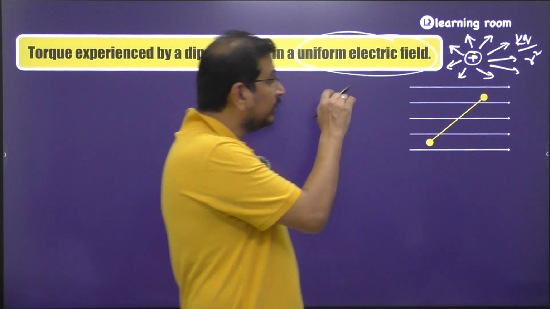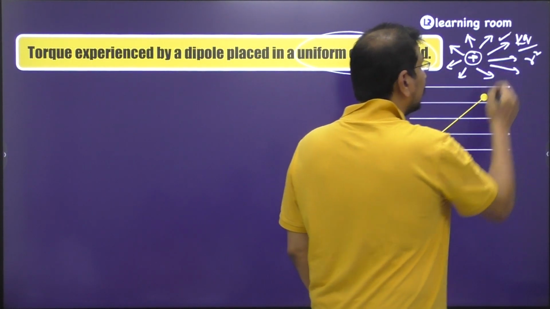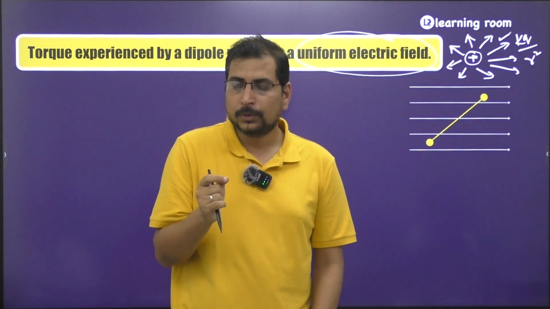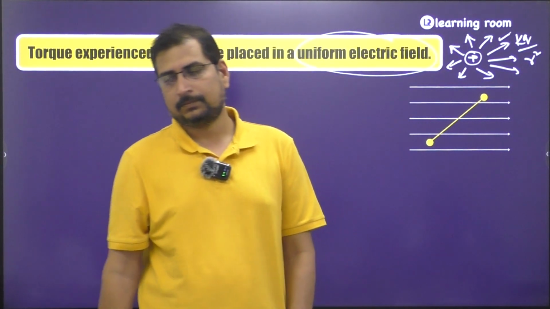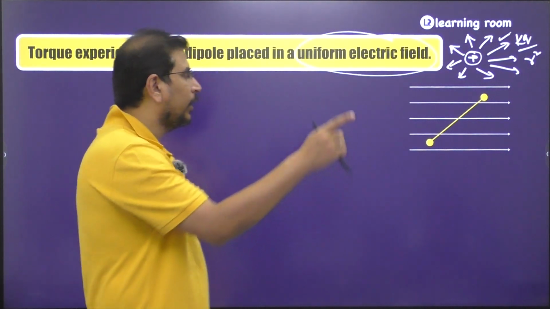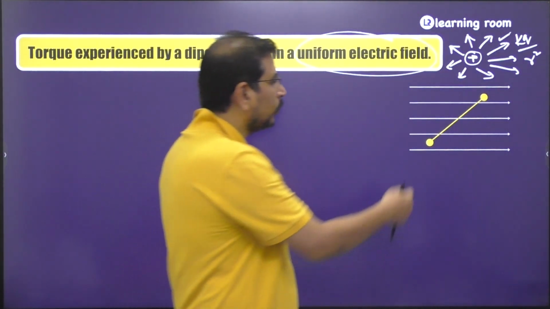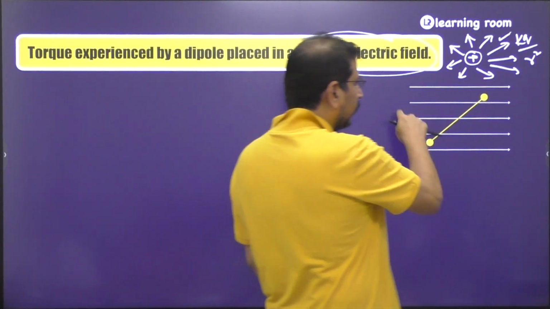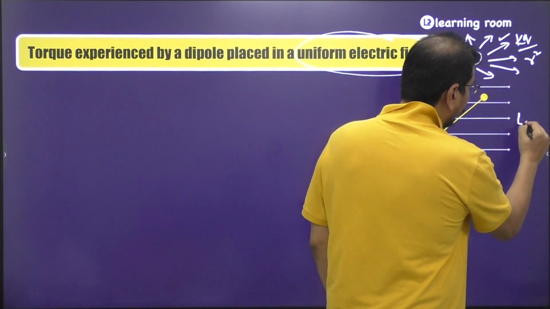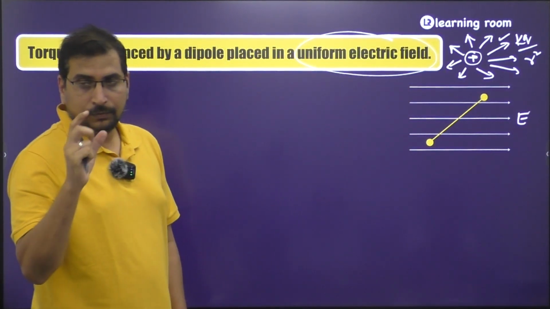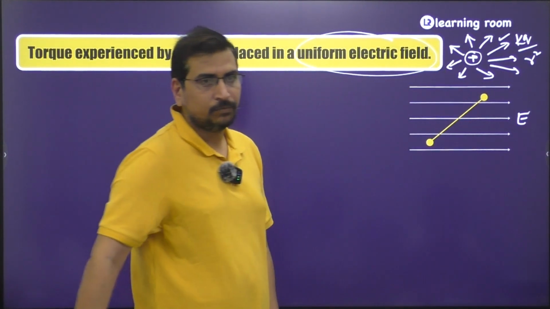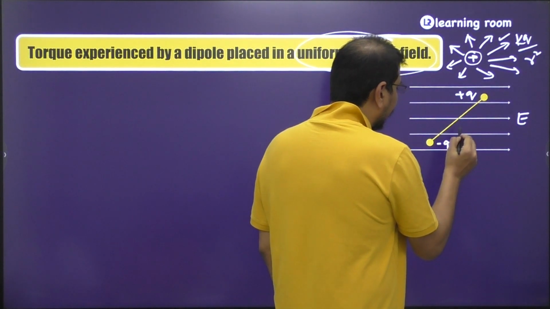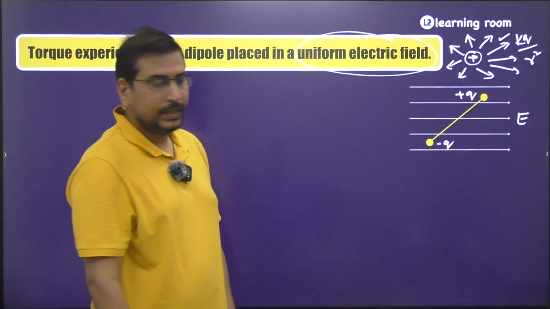So, this will be considered a non-uniform electric field, because for a field to be uniform, it has to be uniform in terms of direction as well as magnitude. For that, we need to take a set of parallel lines. This set of parallel lines is what is going to be a uniform electric field, in which we have taken a dipole and placed it. What does a dipole consist of? It consists of a positive charge q and a negative charge q here.